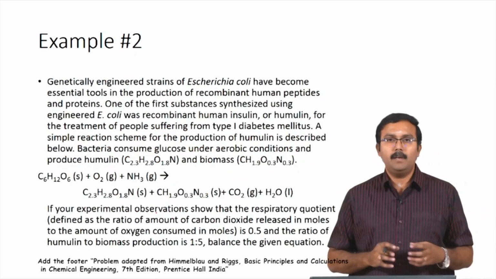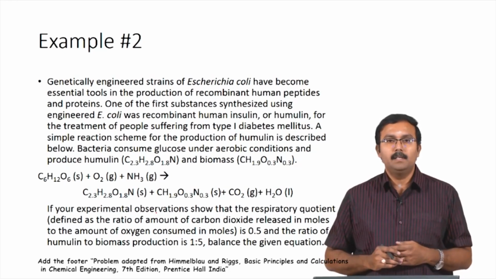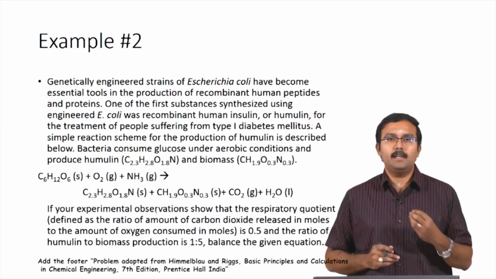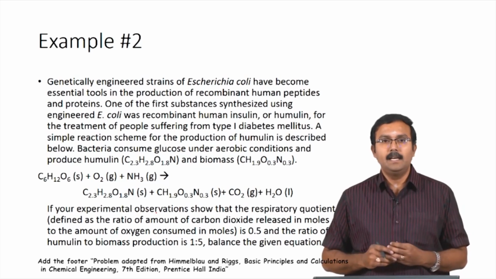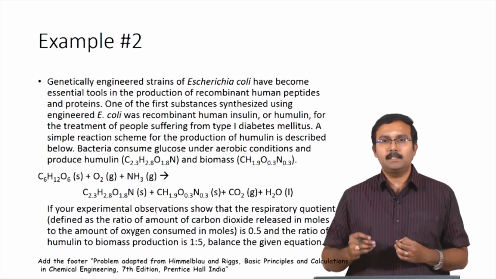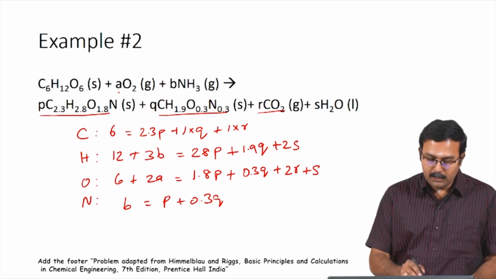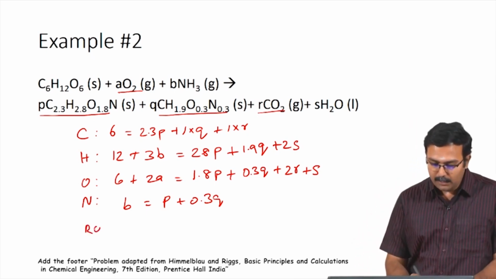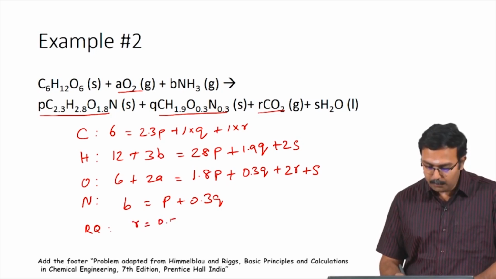In addition to these stoichiometric quantities which we got from the equation, two other pieces of information have been provided in the problem. The problem statement tells you that the respiratory quotient is 0.5 and it also defines what the respiratory quotient is. It is the ratio of amount of carbon dioxide released in moles to the amount of oxygen which is consumed in moles. Based on the reaction we have, the amount of oxygen consumed is A moles and the amount of carbon dioxide produced is R moles. So, based on the value given for respiratory quotient, we can write R equals 0.5 A.